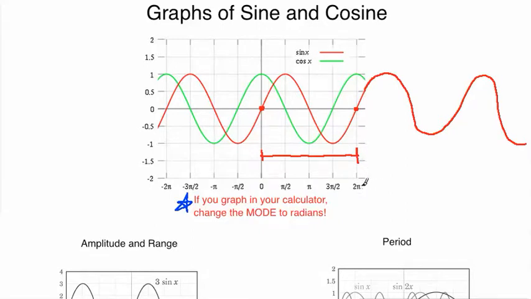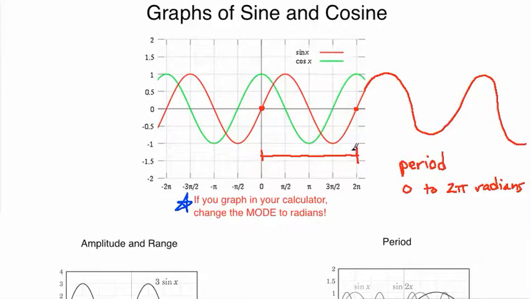That is called the period. So the period, and I'll show you another example in a minute. A period is in this case from 0 to 2 pi radians. And we'll see what happens as we change the graph.